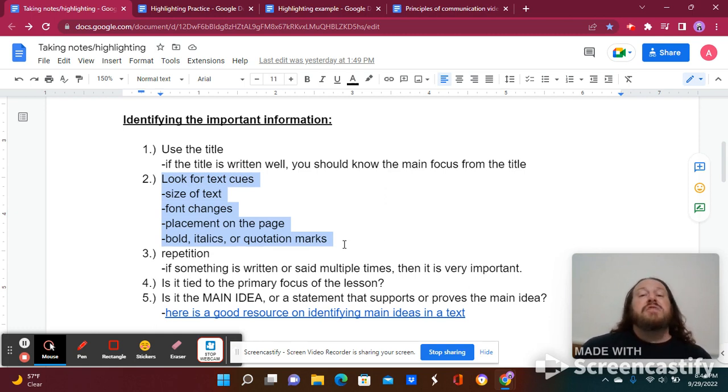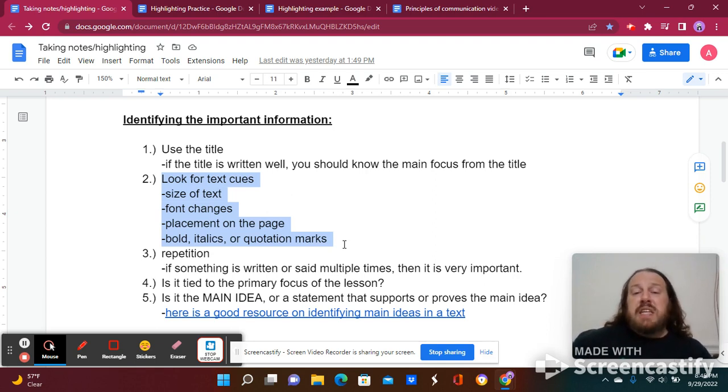If they change the font, things are always in Arial or block letters and all of a sudden it's in script, that information is probably important. Where it's placed on the page. If everything is center justified and then there's one thing that's way off to the side, it's trying to draw your attention to it. Okay? Anything that's placed in an unusual spot on the page, it's there for a reason.